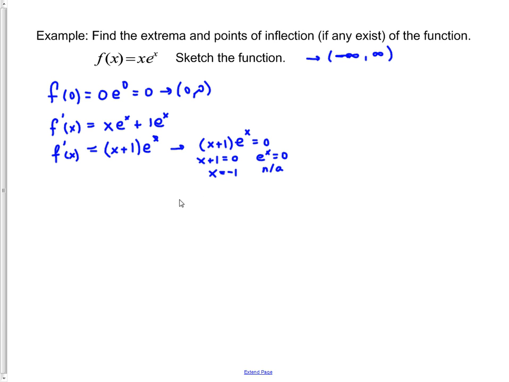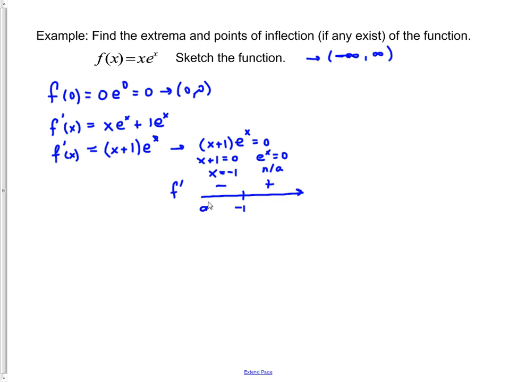We should check to see what's going to happen with the function. We can use the first derivative test here to determine whether that extrema is a maximum or minimum. By the first derivative test, if we check the sign of f prime by substituting in a number to the left of negative 1, we're going to get a negative. Try negative 2, for example. Negative 2 plus 1 times e to the negative 2 is negative. Or if we substitute in a number to the right of negative 1, if we try 0, 0 plus 1 times e to the 0, that's positive.